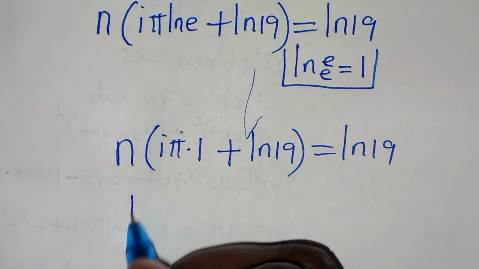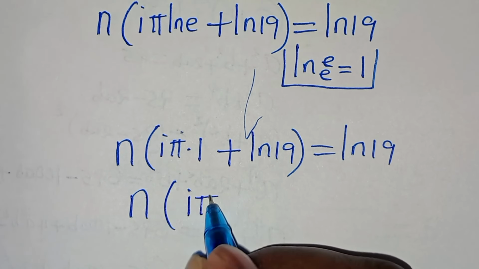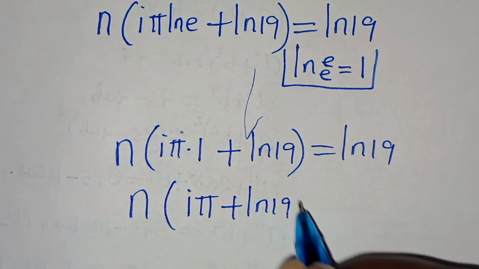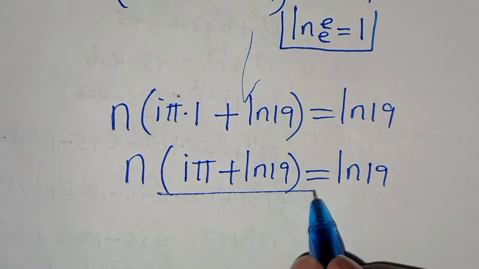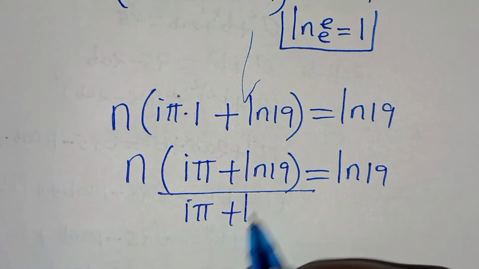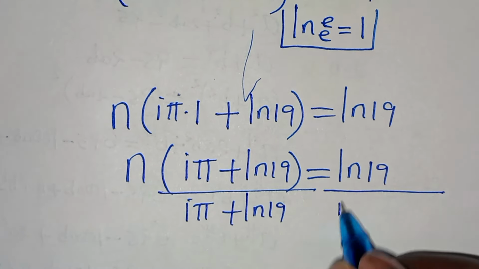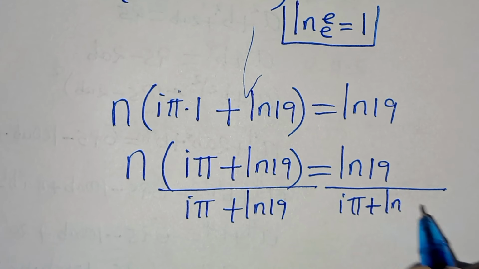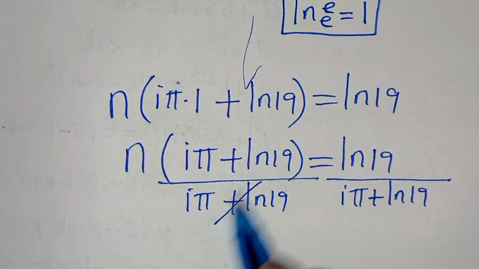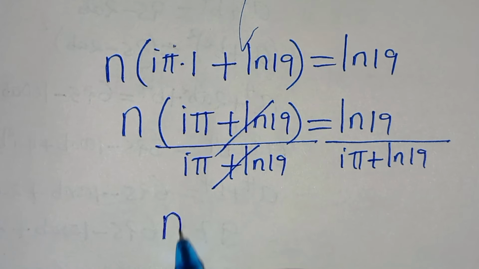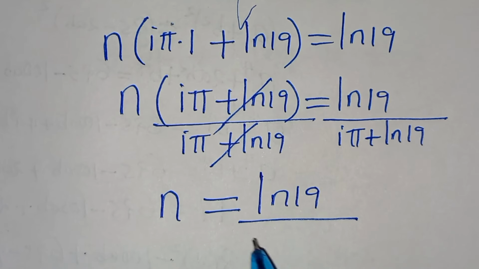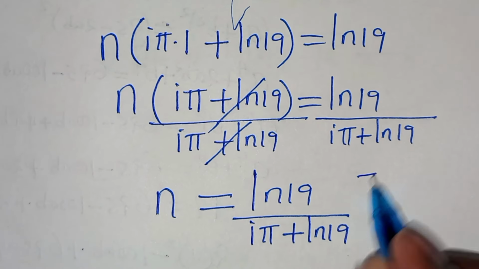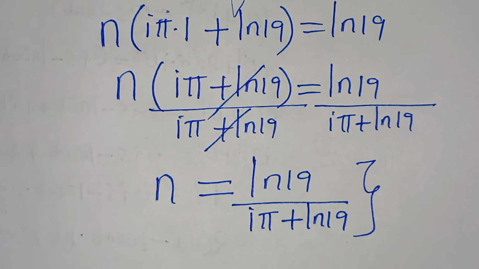So this means we have n into the parentheses: (iπ + ln 19) equals ln 19. So let's divide both sides by iπ + ln 19, and also here we have iπ + ln 19. Let's simplify here so that now we have that n is equal to ln 19 divided by iπ plus ln 19. And this is the value of n by applying method 1.